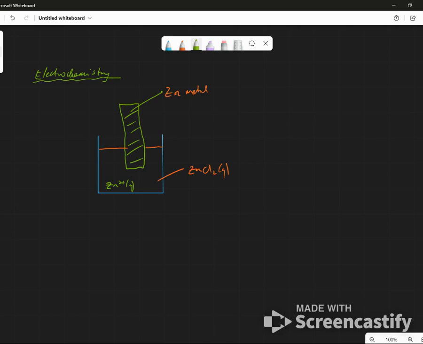Now, if you could zoom in very, very closely to the edge here, you would actually have an equilibrium between the zinc and the zinc ions in solution. The equilibrium would look like this: Zn metal goes into solution to form Zn2+ aqueous and 2 electrons. So that's what's happening.